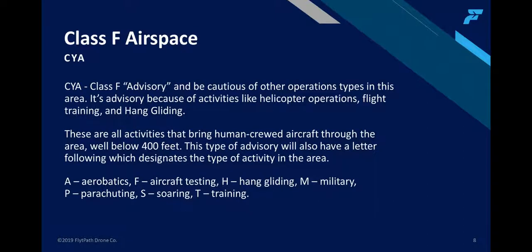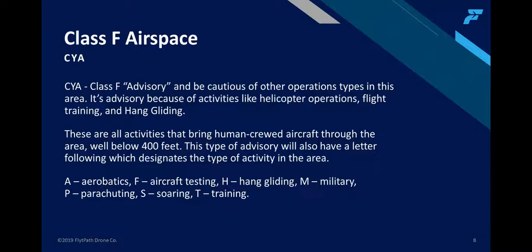The first of subcategories within Class F airspace is CYA. CYA is a Class F advisory, and be cautious of other operation types in this area. It's advisory because of activities like helicopter operations, flight training, and hang gliding. All these activities bring human-crewed aircraft through the area well below 400 feet.